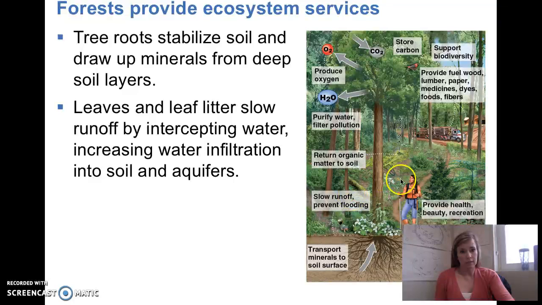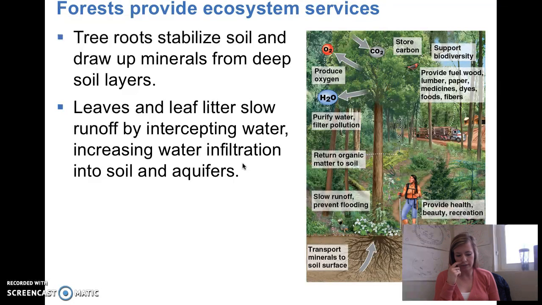The leaves and leaf litter, this is not on here, but leaves and leaf litter slow runoff. So remember that runoff is where the water goes when it rains. So they are intercepting the water, and that really helps an ecosystem. It prevents erosion, it prevents flooding, it helps water soak into the ground. So if you're on a hill, water's going to run right down and none of that water is going to absorb into the soil, so the plants aren't able to use it. But if there's more leaf litter around, it will get stuck and it's more likely that it will soak into the ground.